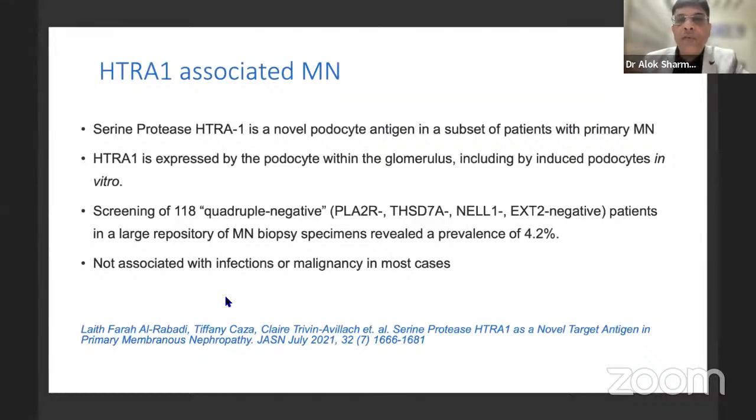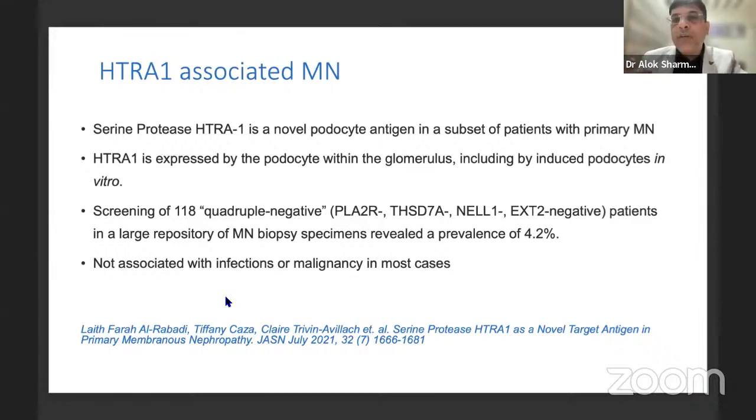So we have an HTRA1 associated one, for which there is no real clinical association at this point of time. And these were actually discovered when they started doing mass spec on the quadruple-negative cases. So at one point of time, we had only 4 antigens. So whatever was negative for those 4 antigens was again subjected to mass spec and other bioinformatic platforms. And this one, HTRA1, was discovered.